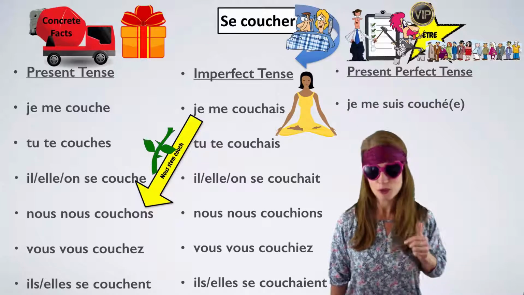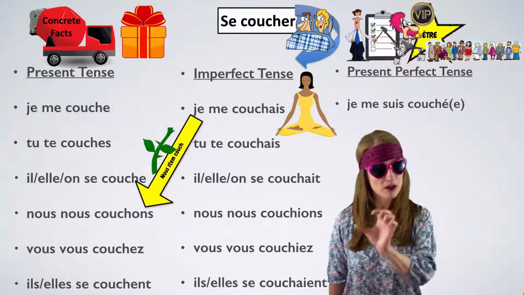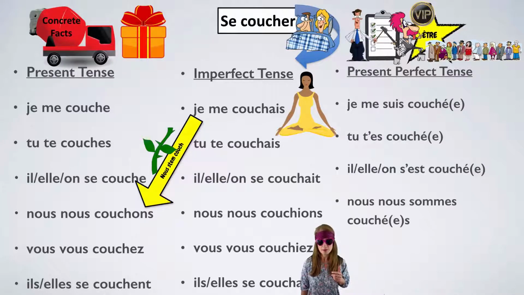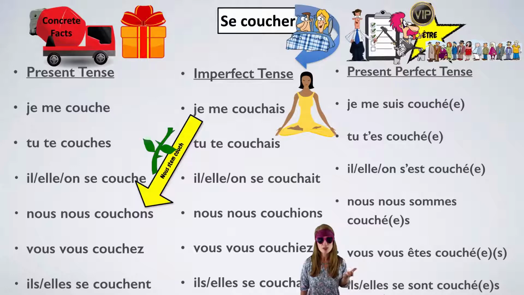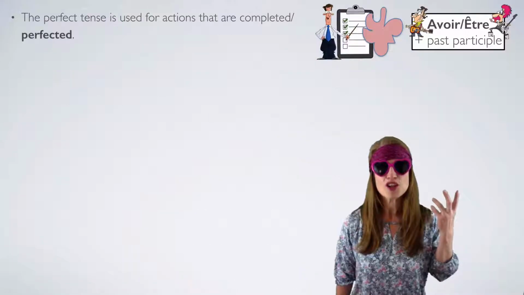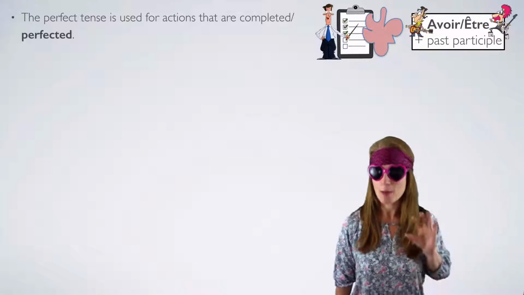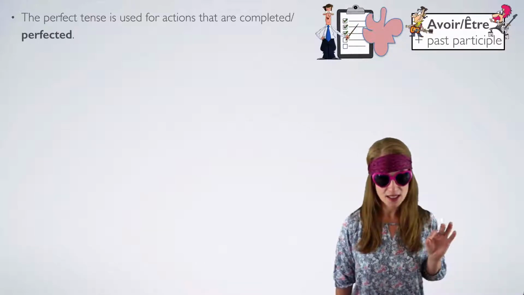Je me suis couché. So me goes before the part of être, suis. Tu t'es couché. Il, elle, on s'est couché. Nous nous sommes couchés. Vous vous êtes couchés. Ils, elles se sont couchés. The present perfect tense is used for actions that are completed, perfected. We need three bits.